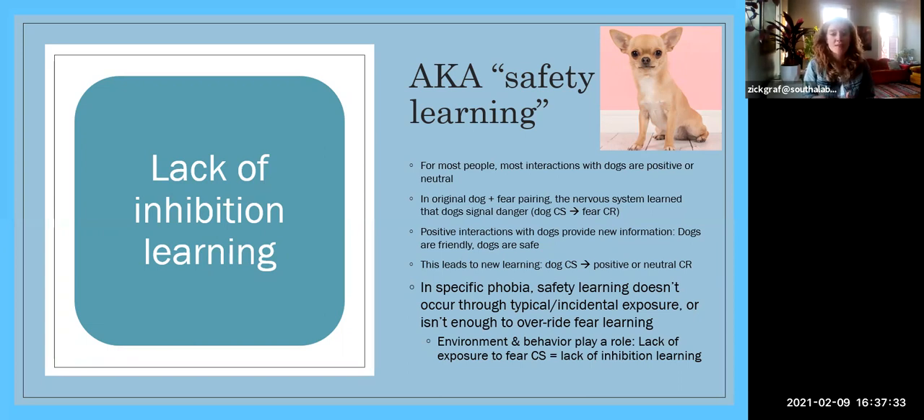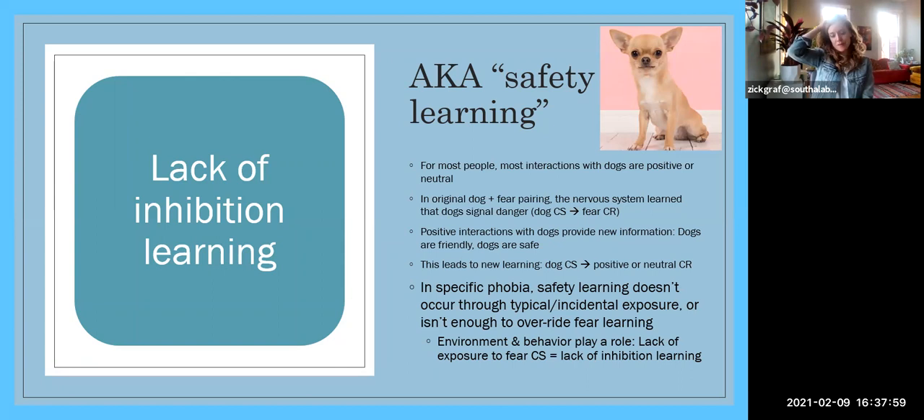In a specific phobia, safety learning doesn't occur through just incidental daily exposure. Or if it does occur, it's not strong enough to compete with the fear learning. Some people are just biologically predisposed to have really powerful fear learning, and their nervous system weights fear information more highly than it weights safety information. They err on the side of being afraid of things and staying away from things that their nervous system has associated with danger in the past.